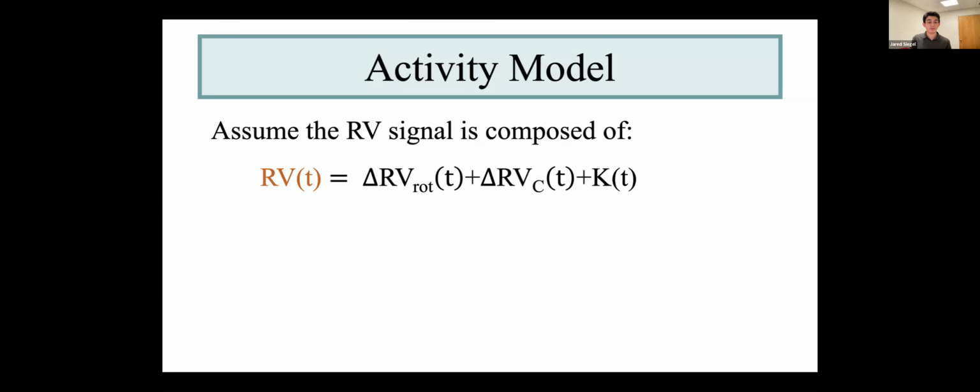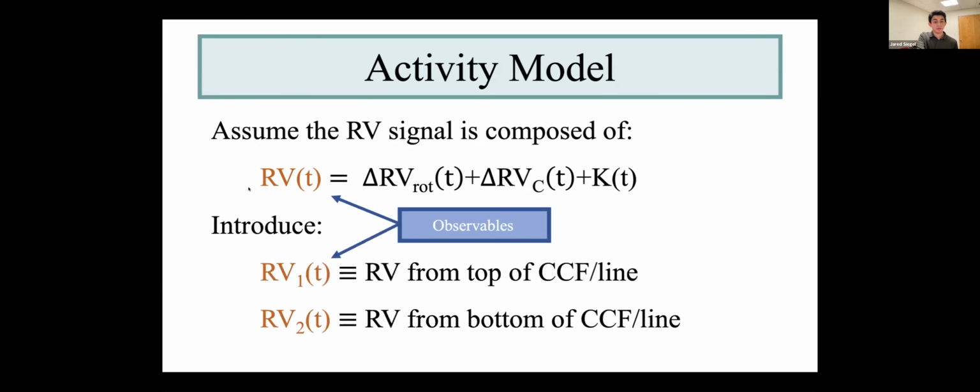What we're going to do is imagine a simplified case where our radial velocity signal is simply a combination of the rotation, the convection, and the Keplerian signals. For all of the little bit of algebra I'm about to do, I promise the orange symbols will refer to observables, so that's something we measure, and the black symbols are things we're trying to infer and actually study. So what we're going to do is introduce two radial velocity time series. One calculated using the tops of spectral lines, and the other calculated using the bottoms of spectral lines, or equivalently using the tops and bottoms of the cross-correlation function, or also just using shallow and deep spectral lines.